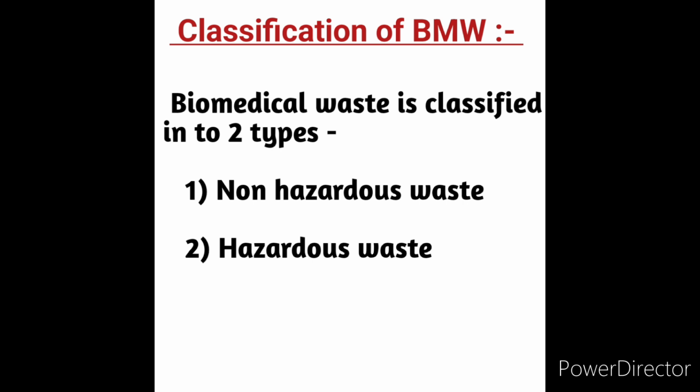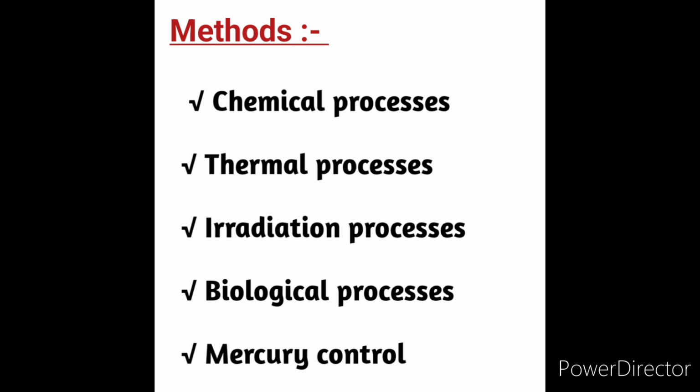Next we will see classification of biomedical waste. Biomedical waste is classified into two types: non-hazardous waste and hazardous waste. About 75% to 90% of biomedical waste is non-hazardous, with characteristics similar to domestic waste and non-risky in nature. Next we will see methods of biomedical waste management: chemical processes, thermal processes, irradiation processes, biological processes and mercury control.